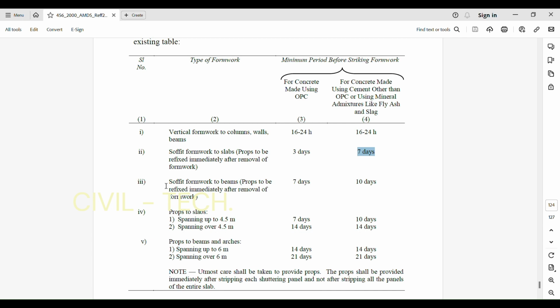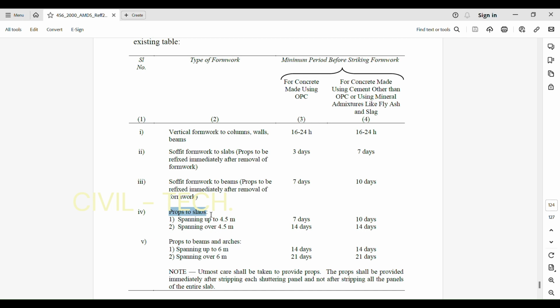Third one, soffit formwork to beams. It means beam bottom removal, in which the beam bottom can be removed after 7 days in case of OPC concrete, 10 days in case of mineral admixture concrete. Fourth one, props to slabs. In the above second and third points, we are providing props after the removal of shutterings.